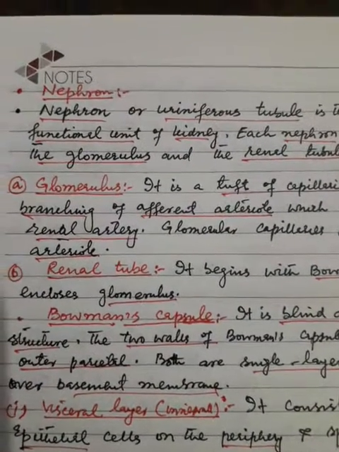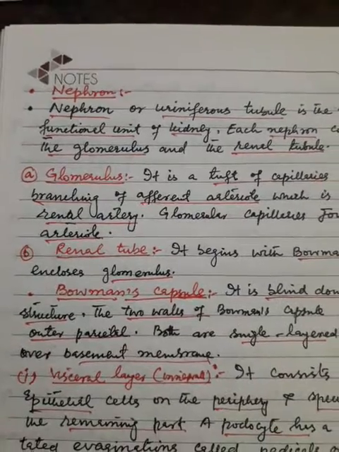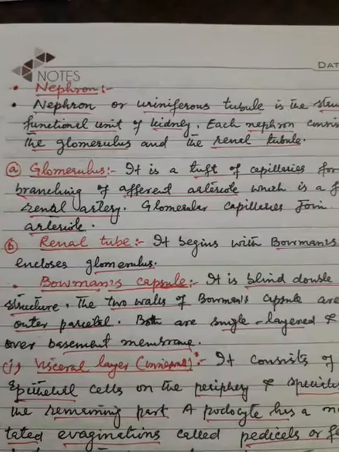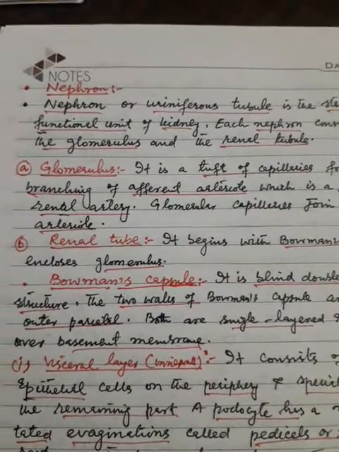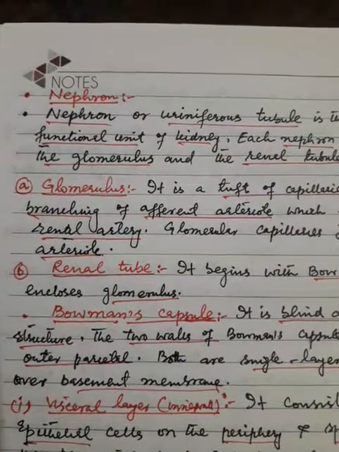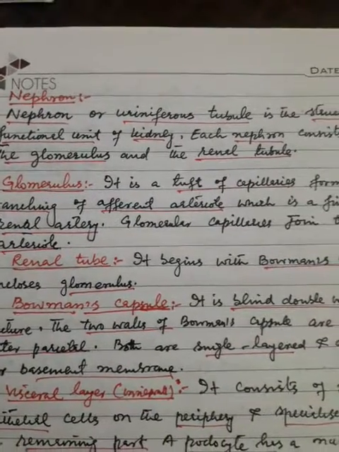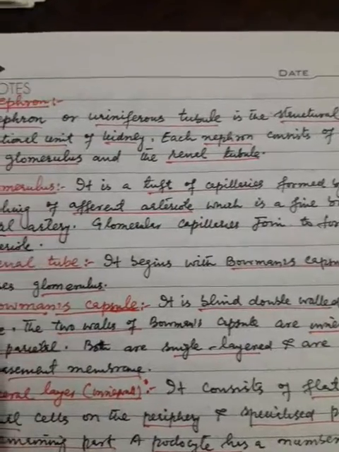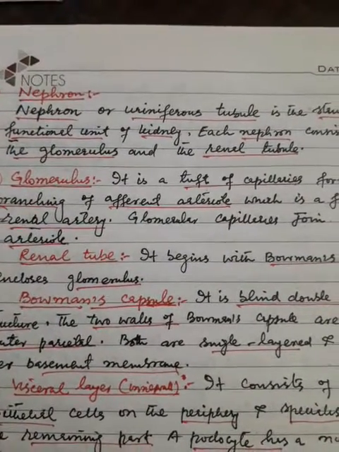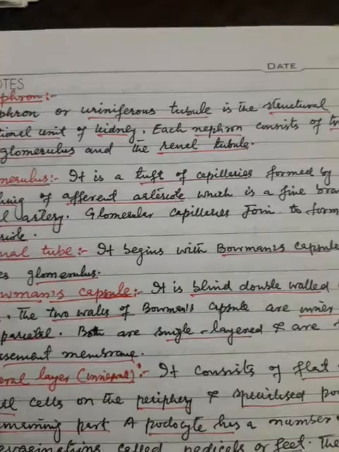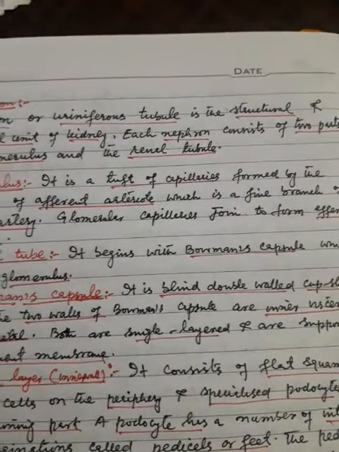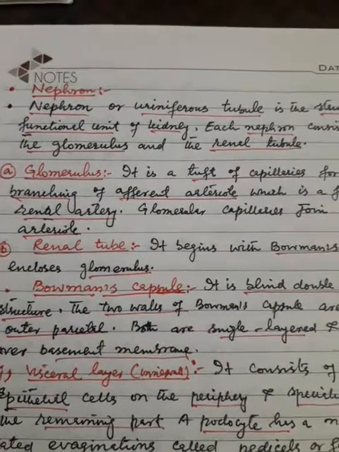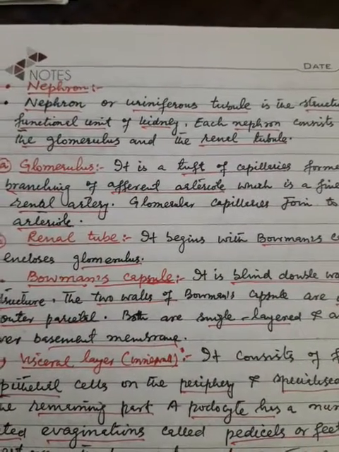Today's offline class is about the human excretory system, the structural and functional unit of the kidneys, that is the nephron. Nephron or uriniferous tubule is a structural and functional unit of kidney. Each nephron consists of two parts, the glomerulus and the renal tubule.